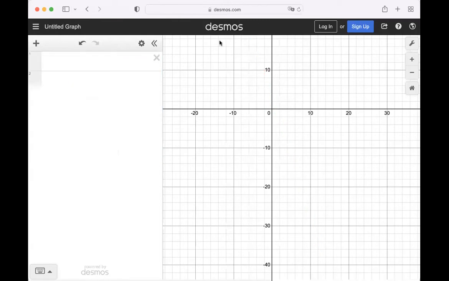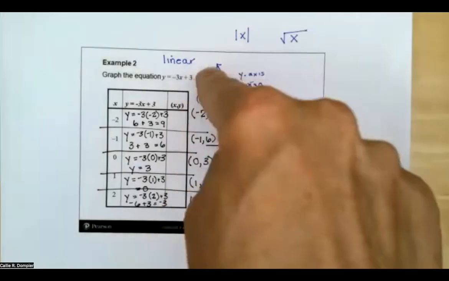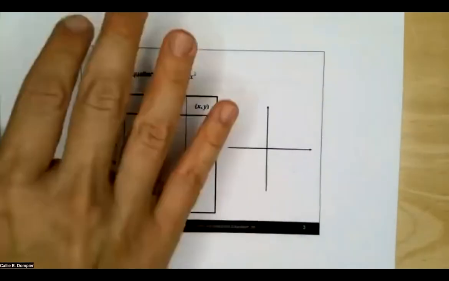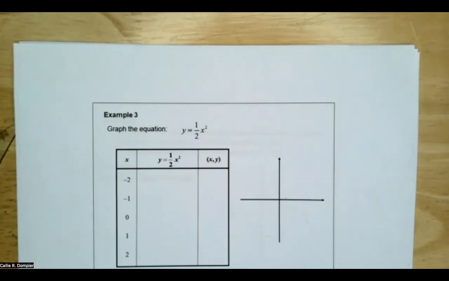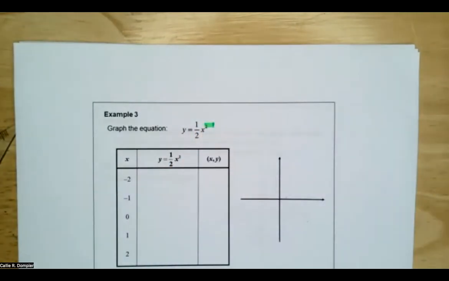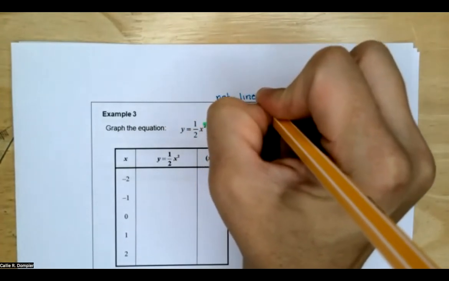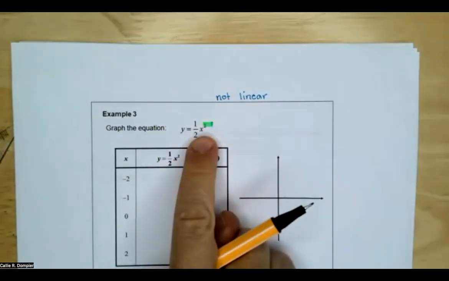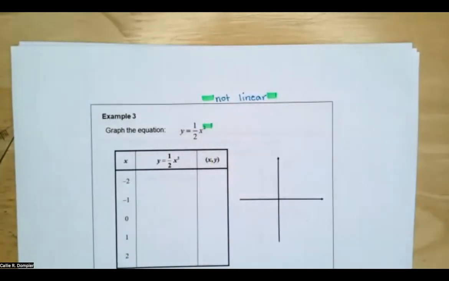Good. And it doesn't have to be whole numbers. So that's example 2. We're just graphing a linear equation because it is a straight line. Now we have the equation y equals 1/2 x squared. You're welcome to just put this into Desmos. This is not linear. X raised to the second power means my line is no longer going to be straight.